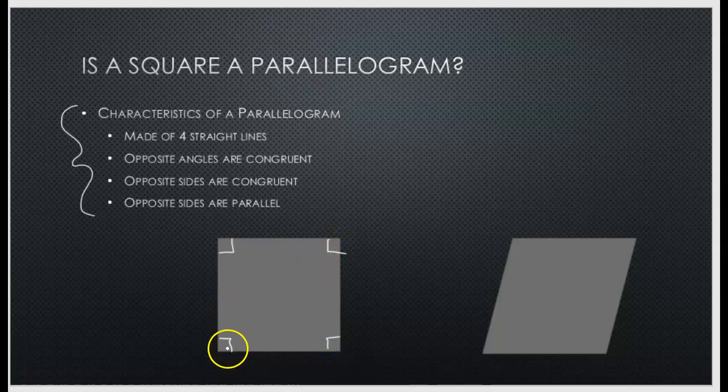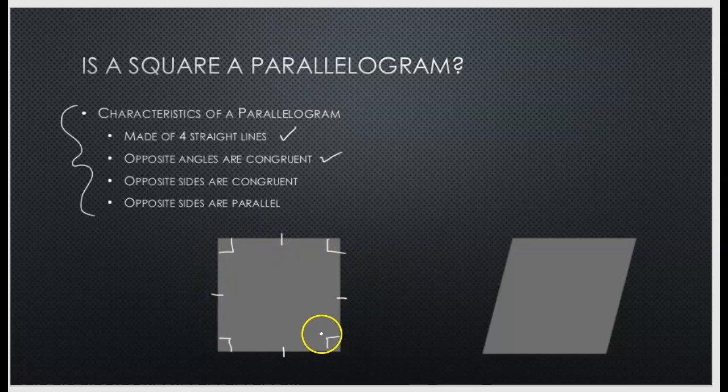So are my opposite angles congruent? Absolutely. In this diagonal as well, those opposite angles are congruent. So we've met this characteristic, we've met this characteristic. Now, are opposite sides congruent? Absolutely. These two are congruent to one another. Now, what about these guys? Because in a square, of course, all of them are the same side length. So these side lengths across here are congruent as well.